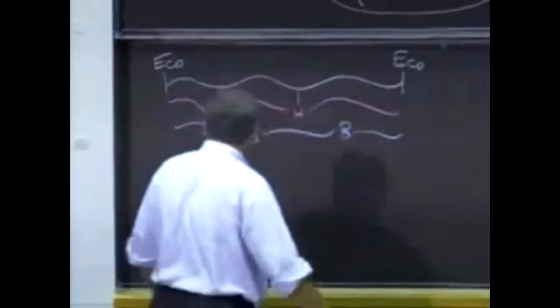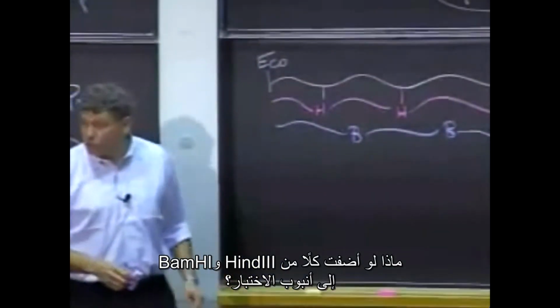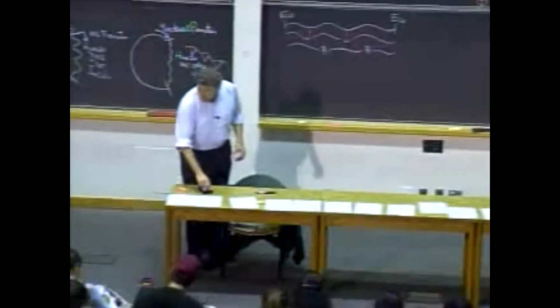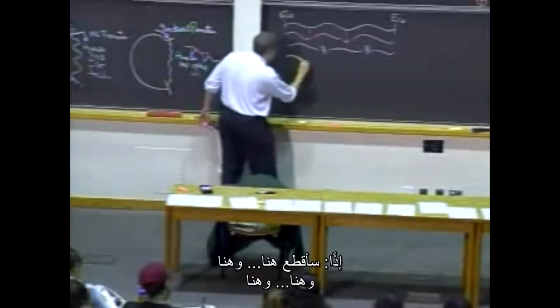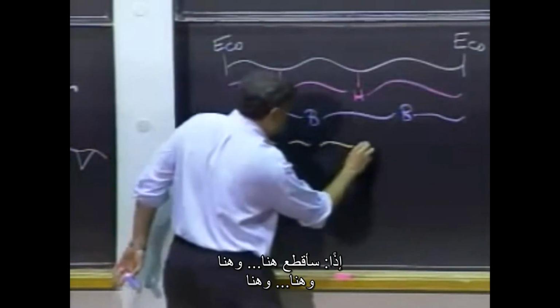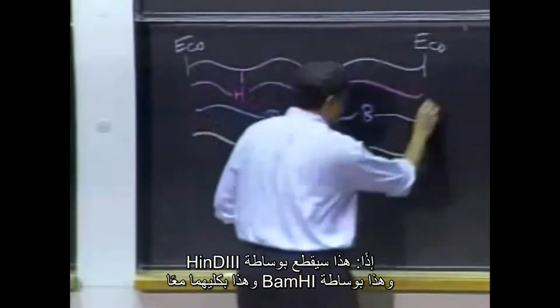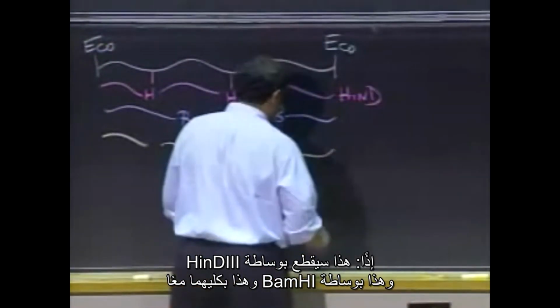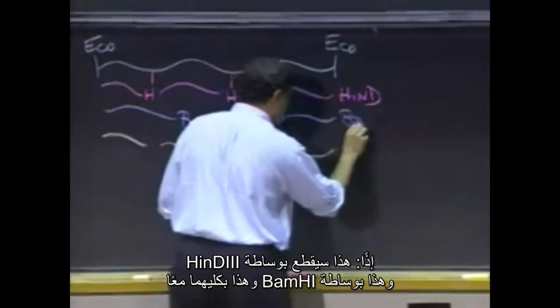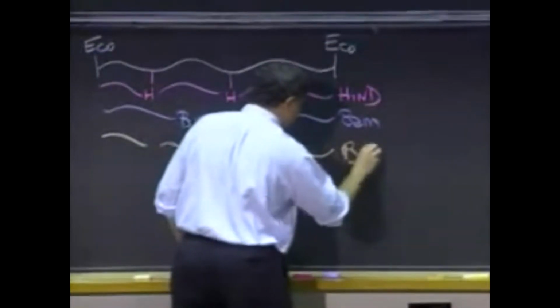What if I added both HindIII and BamHI to my test tube? I'd cut at both sites. So I'd cut here, here, here, here, here. So this is cut with HindIII, here, cut with BamHI, here, cut with both. And I could measure these lengths.